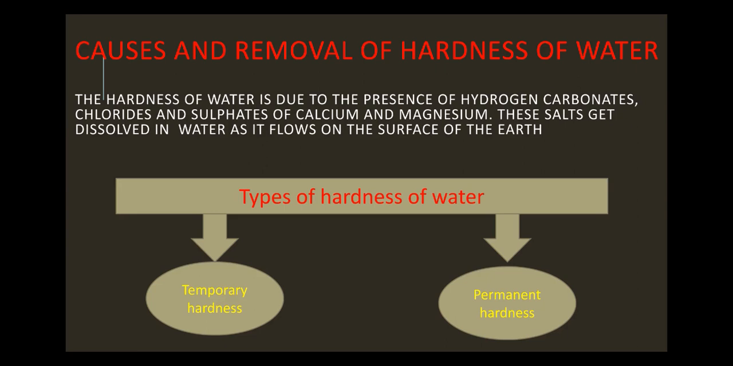Temporary hardness of water is due to the presence of soluble hydrogen carbonates of calcium and magnesium, and it is called temporary hardness because it can simply be removed by boiling. Permanent hardness of water is due to the presence of soluble chlorides and sulfates of calcium and magnesium in it. This type of hardness is called permanent hardness because it cannot be removed simply by boiling the hard water. Now, the removal of hardness of water.